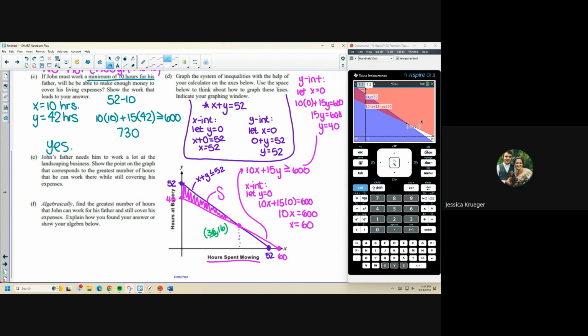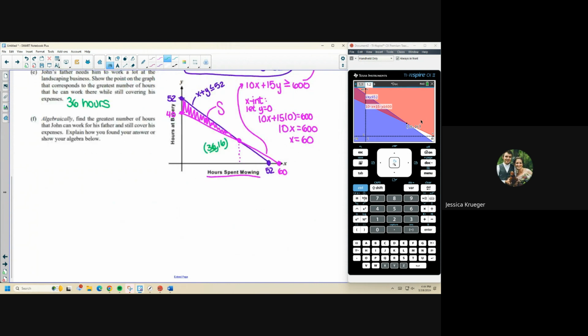X is the hours spent mowing. So the most number of hours he can spend is 36 hours at the landscaping company. Algebraically, find the greatest number of hours that John can work for his father and still cover his expenses. So the greatest number of hours, again, would be this intersection. So I'm going to find the solution to the system of equations.